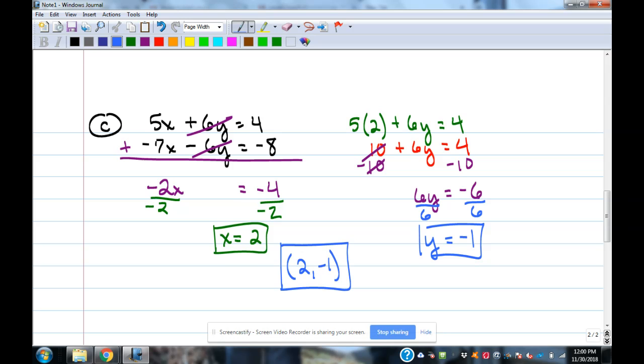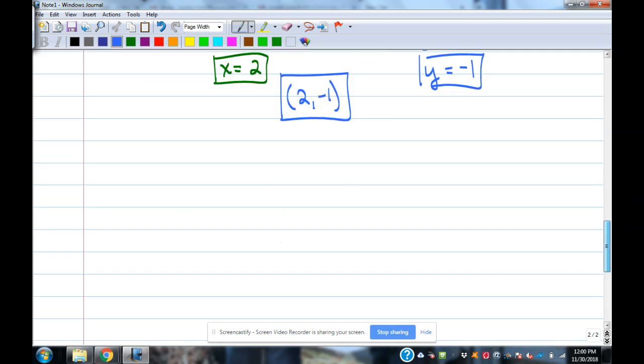So if we get an ordered pair and it works in one of them, but not the other one, then we've made a mistake somewhere. We need to go back and check and see where we may have missed a sign or misadded, or maybe just wrote something down wrong. So if you get an ordered pair and it doesn't work in both of them, then something went wrong. All right, let's look at the next one.